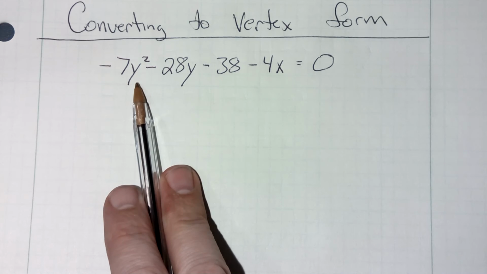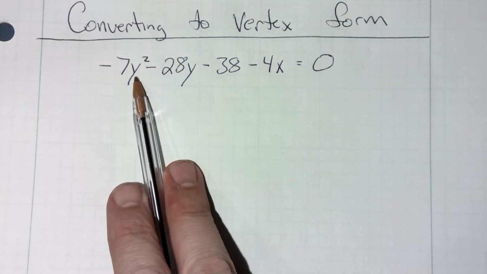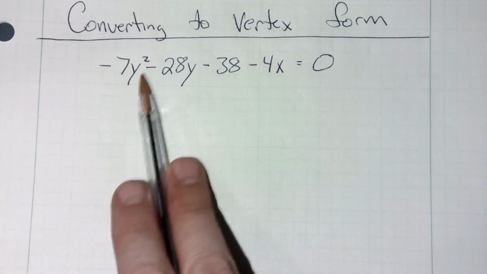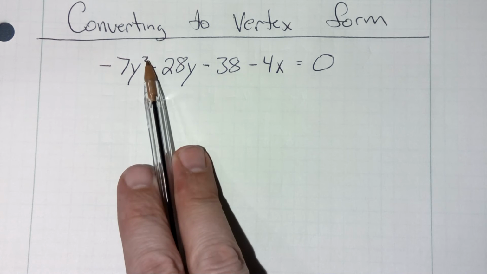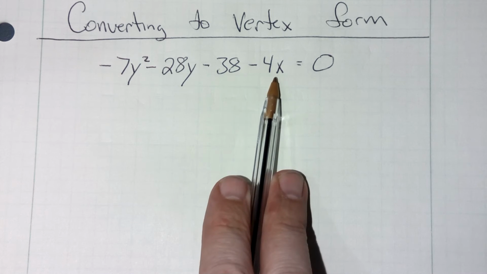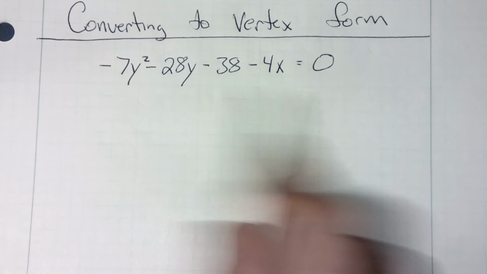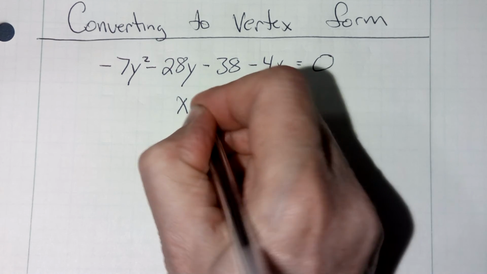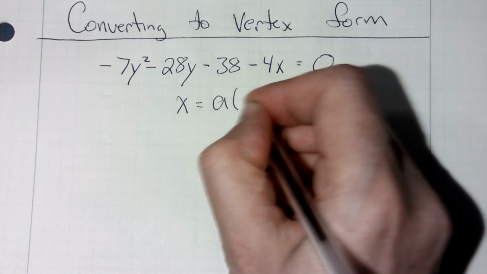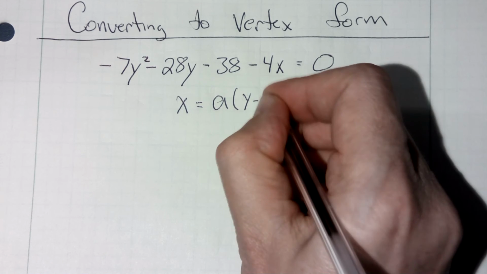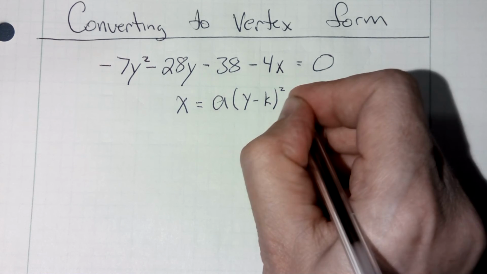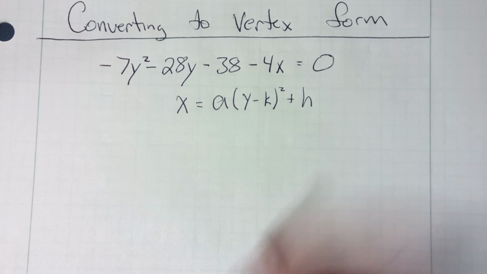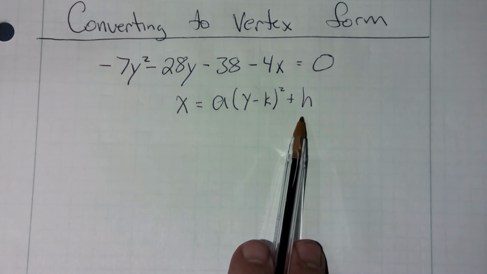Now, this parabola we know is going to actually be opening left or right because of the y that's being squared and not the x. But what we want to do is get this expression into this form: x equals a(y minus some vertical stretch) squared plus some horizontal stretch. We want to get it into that form, which is kind of hard, but we can do it.